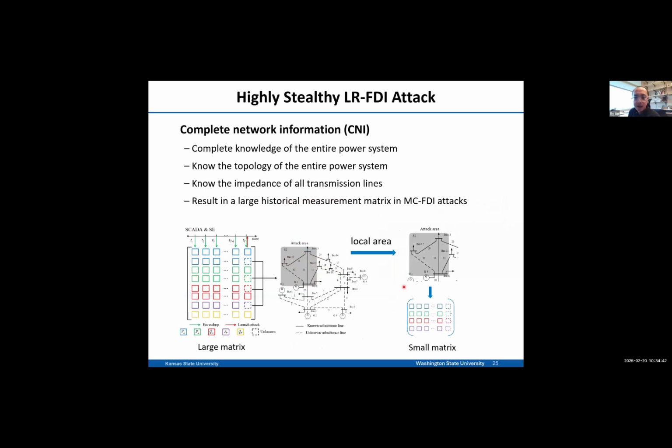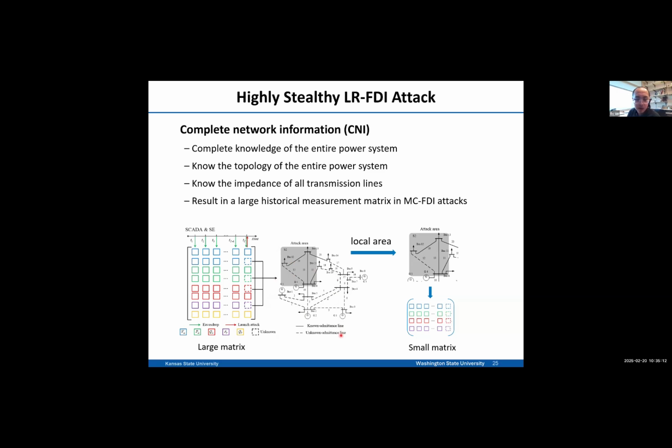So if an attacker formulates historical measurements using all the SCADA measurements and wants to integrate the physical law of the power system, it requires the attacker to have complete knowledge of the entire system, including the topology of the entire system and the impedance of all the transmission lines. So it has a high requirement on the attacker's knowledge. So this assumption could make the attack less realistic or less feasible.